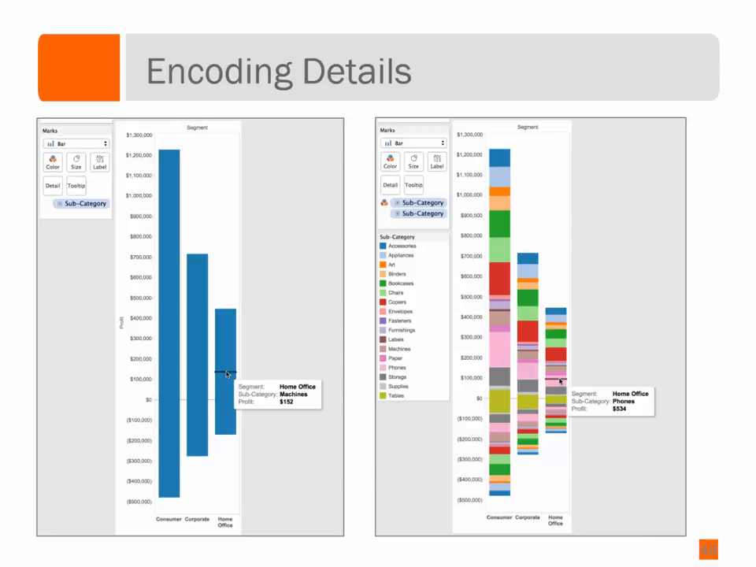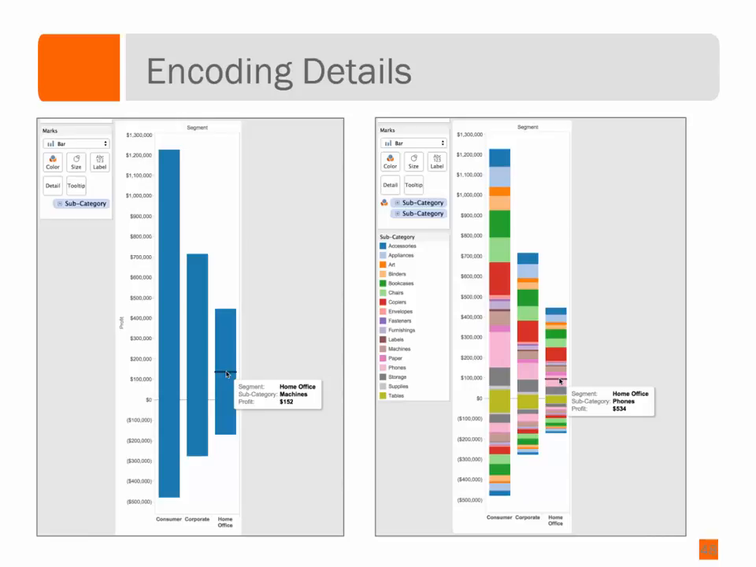And the way that we got those is we took the subcategory field and dragged it over to the detail marks. And we have one highlighted there on the left-hand side. You can see that the overall segment is home office, but then the subcategory is machines that accounted for $152 in profit.